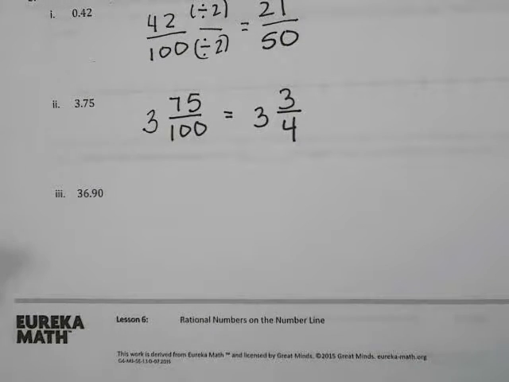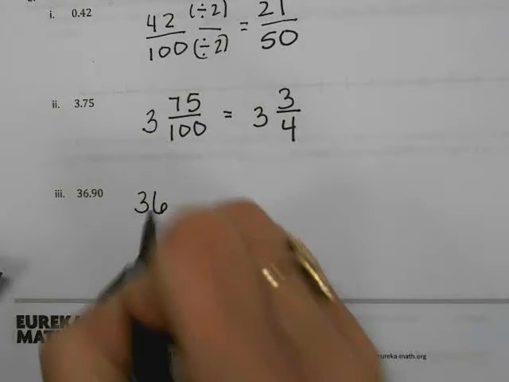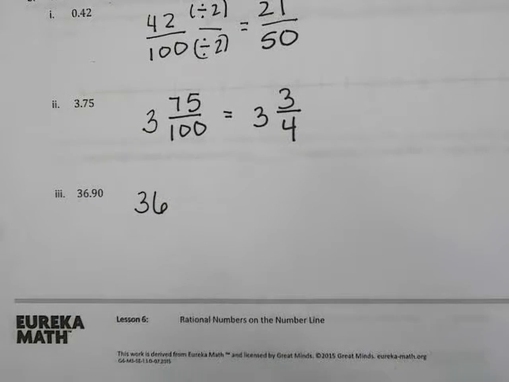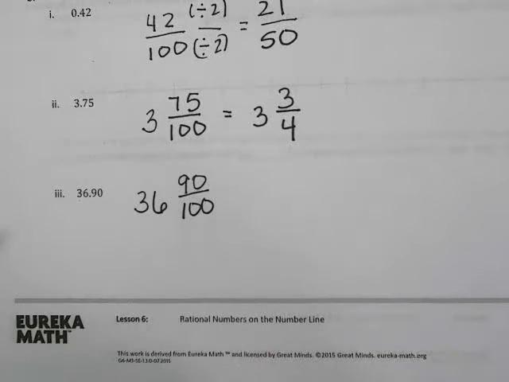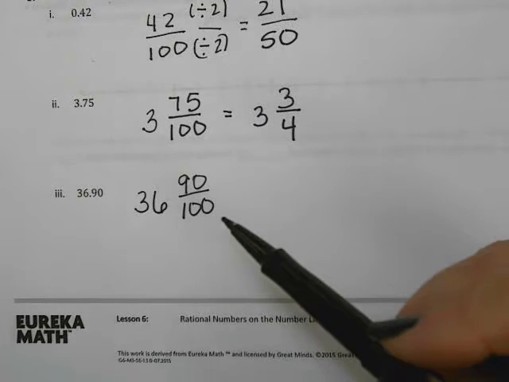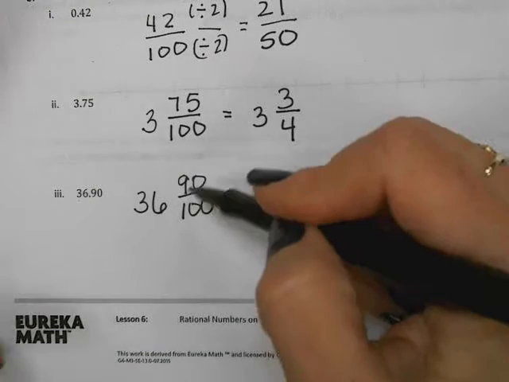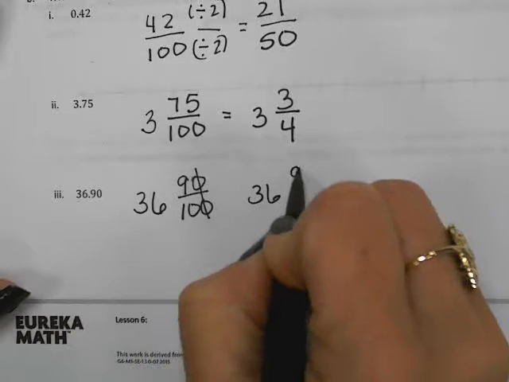Last decimal, 36 and 90 hundredths. So again, 36 is my whole number. Where my and is tells me where my fraction starts. So 90 over 100 is how we would write 90 hundredths. I can definitely simplify 90 hundredths by dividing by 10, which really just cancels out these zeros. So I have 36 and 9/10.